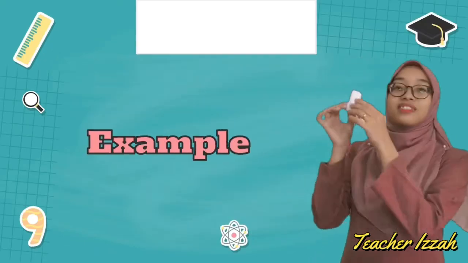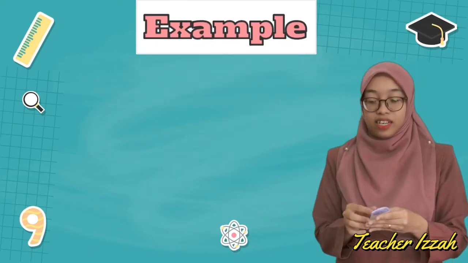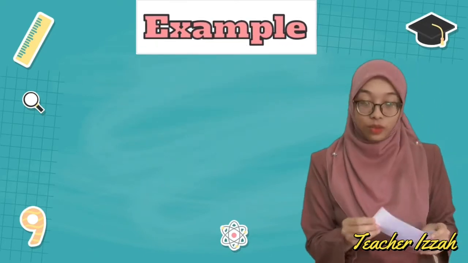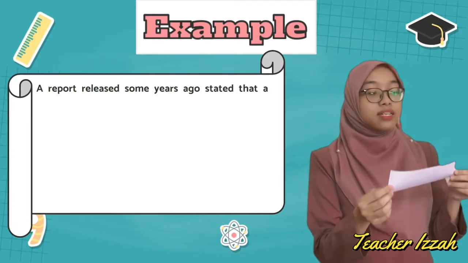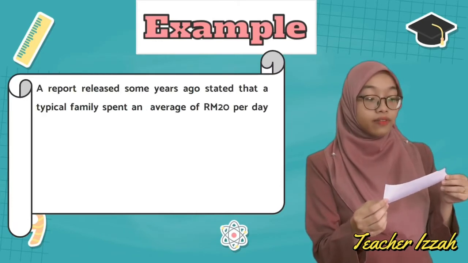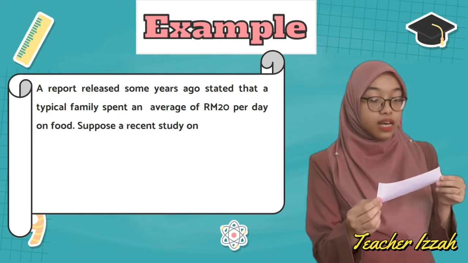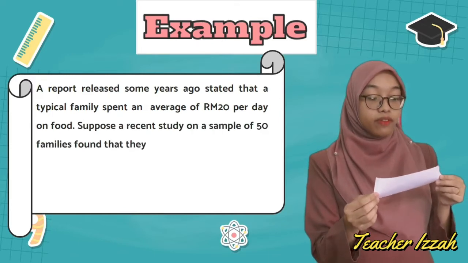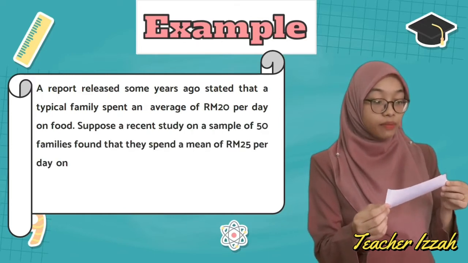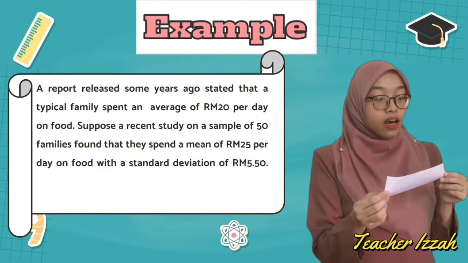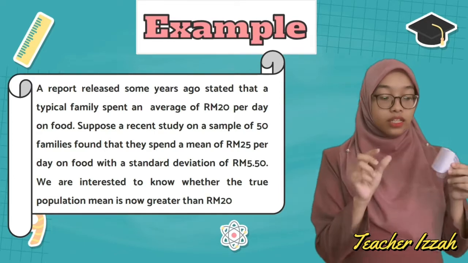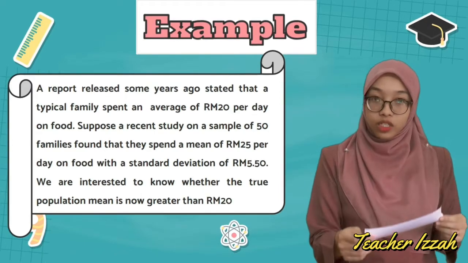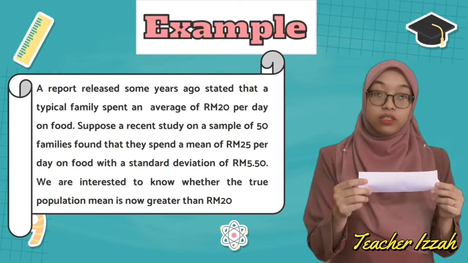Wait a minute. Oh, now I get the question here. Okay, this is not like a question. This is a situation where a report released some years ago stated that a typical family spent an average of 20 ringgit per day on food. Suppose a recent study on a sample of 50 families found that they spend a mean of 25 ringgit per day on food with a standard deviation of 5 ringgit 50 cent. We are interested to know whether the true population mean is now greater than 20 ringgit.